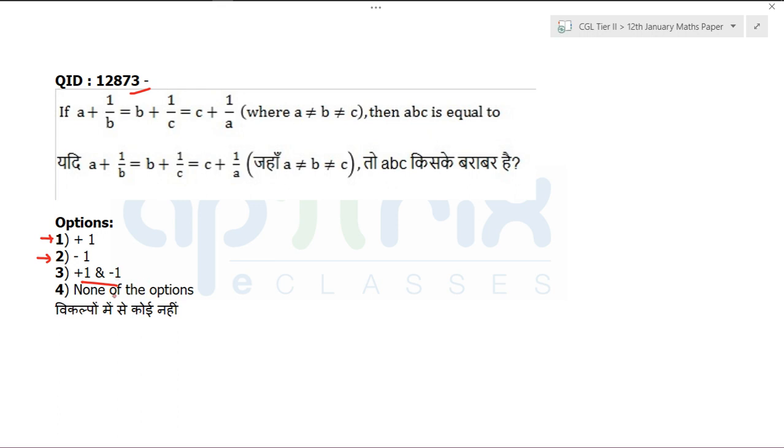This would have been a much better question if they would not have provided this third option as plus 1 and minus 1, but rather directly none of the options. But in that case, there would have been a problem. There would have been a conflict, right? Because then the first one and second one both would have been the right answers. Maybe that's what I'm anticipating based on their options given.